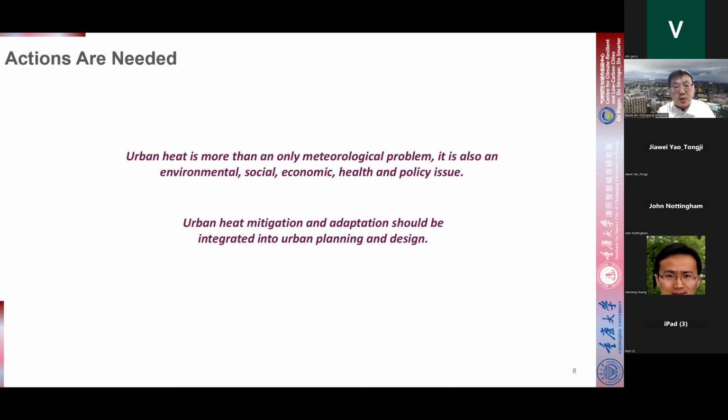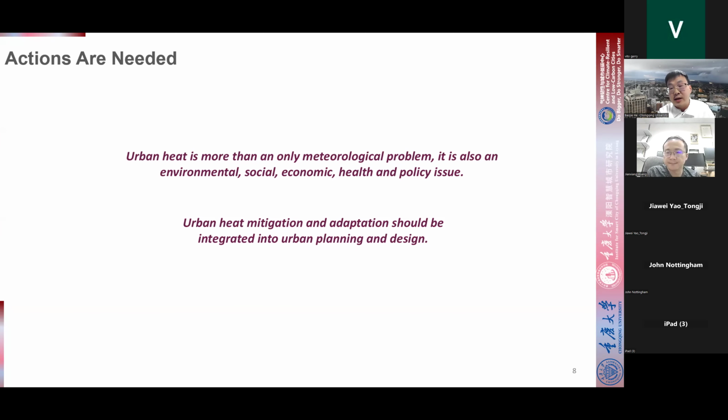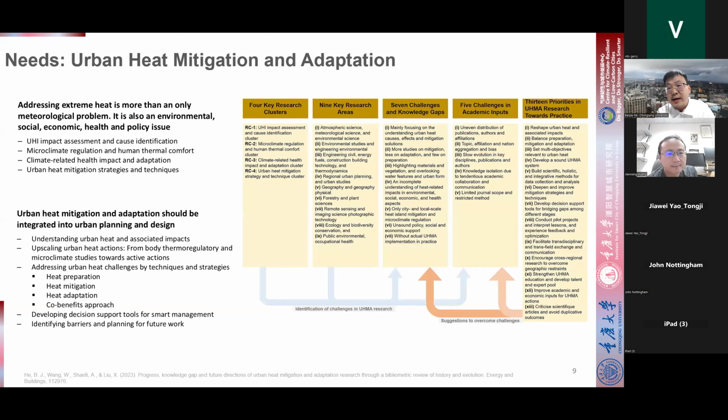So how do we address the urban heat challenge? We need to integrate urban heat mitigation and adaptation sciences and technologies into urban planning and design, because planning and design actually modify or change the cities into a more comfortable and heat resilient environment. Extreme heat has been recognized for thousands of years, and the heat island effect since Howard recognized it in about 1810, so it's more than 200 years.